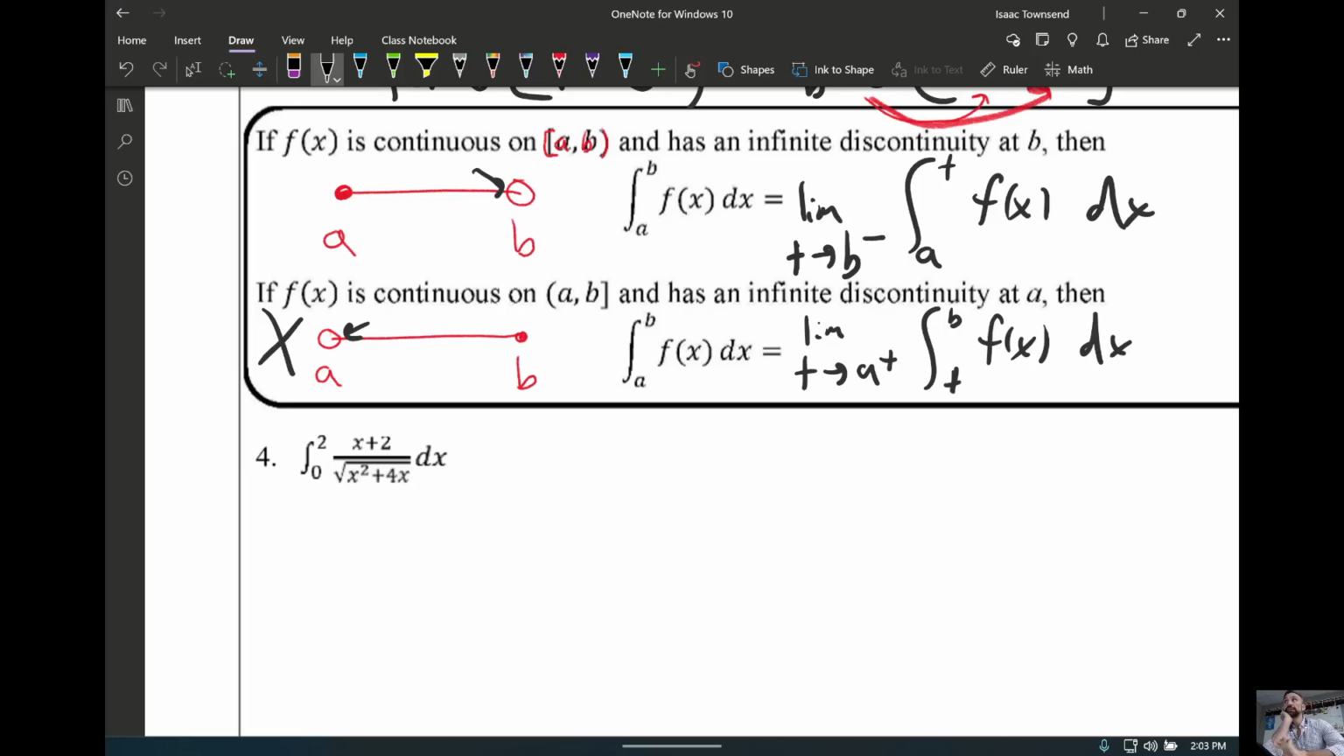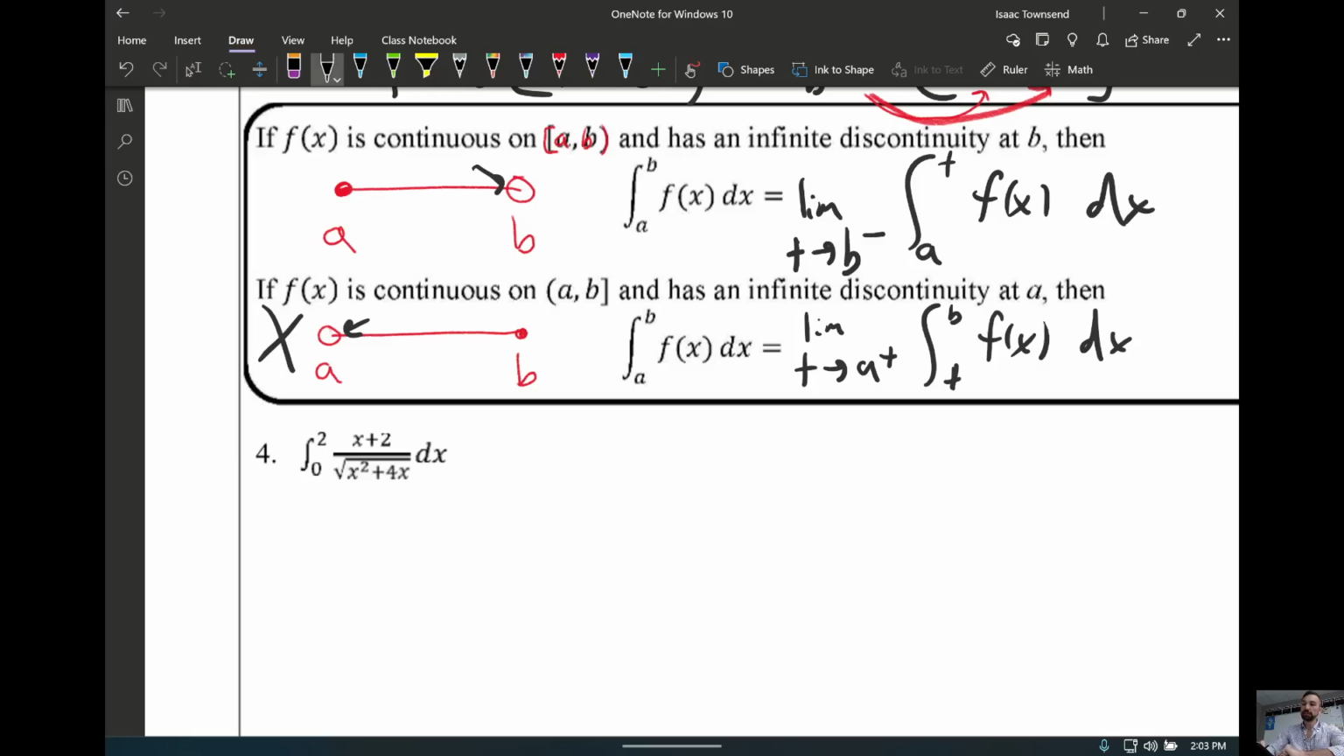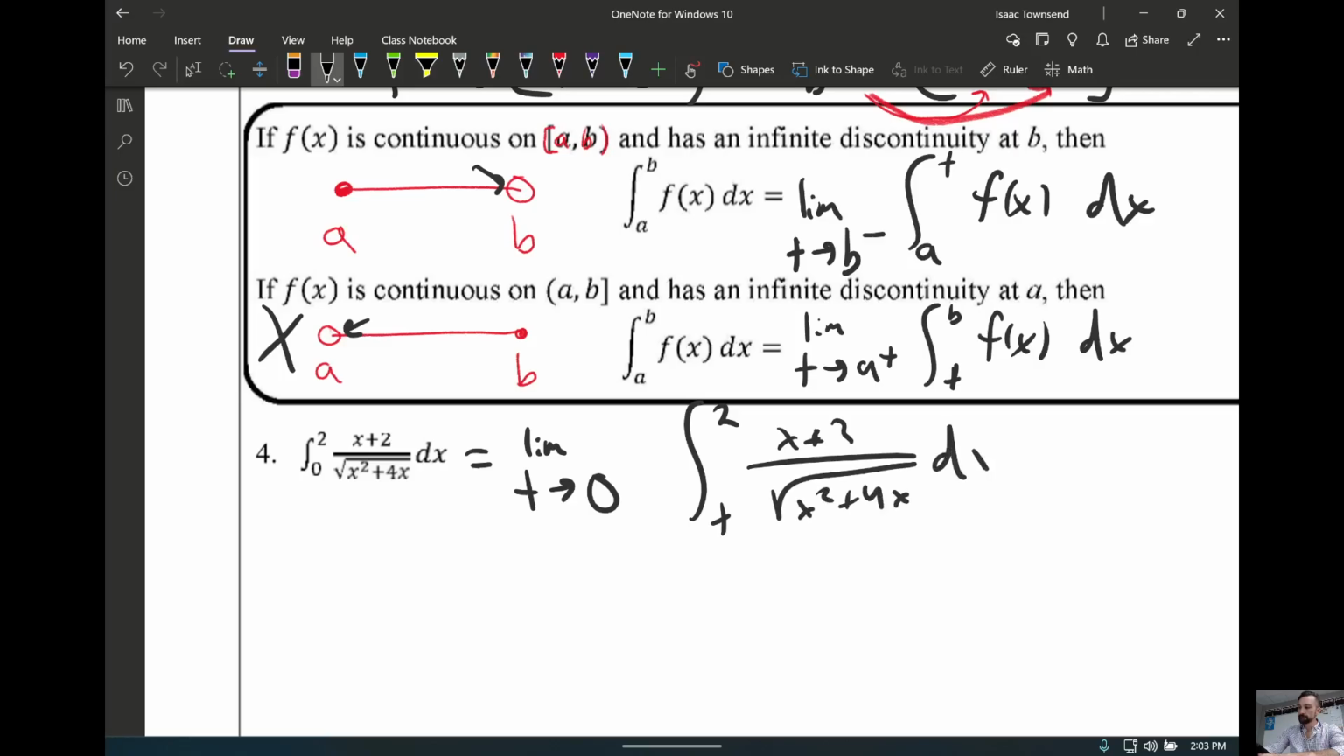Okay, so to show you how this is going to apply, let's look at this question down here. You're going to have to realize that you can't plug in 0. So I'm going to do the limit as t approaches 0. And instead of putting a 0, I'll put a t. Okay, but here's one of the harder parts. Should I be approaching 0 from the right or from the left? From the right. It is from the right.